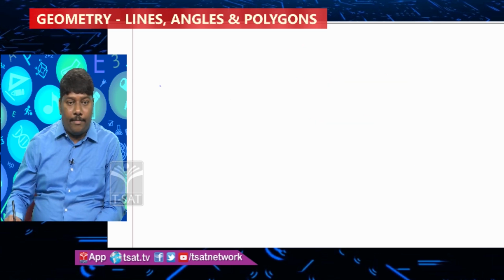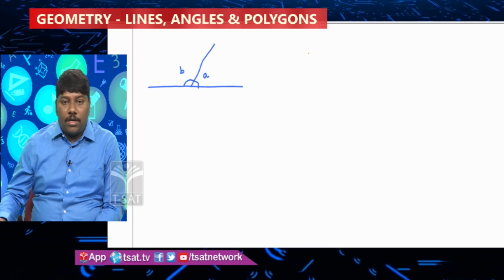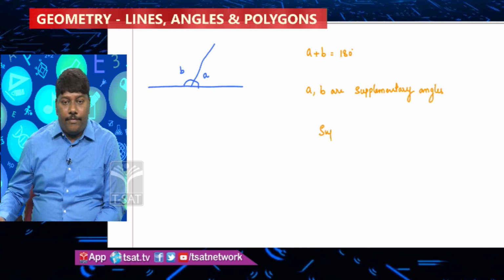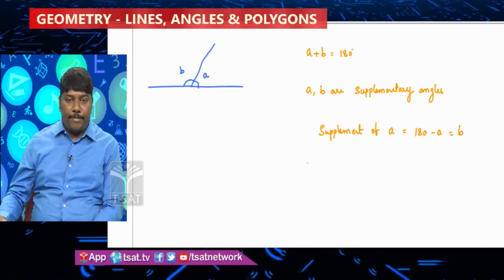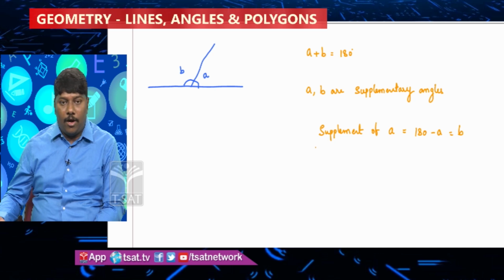If I take a straight line in the same manner, the angle formed by a straight line we take as 180, intersected by a transversal or else a line. Now here angle A plus angle B is equal to 180 degrees. Whenever the sum of two angles is 180, we call A, B supplementary angles. If I ask you what is the supplement of angle A, it is 180 minus A, or else B. If I ask you what is the supplement of B, that is 180 minus B, or else A.